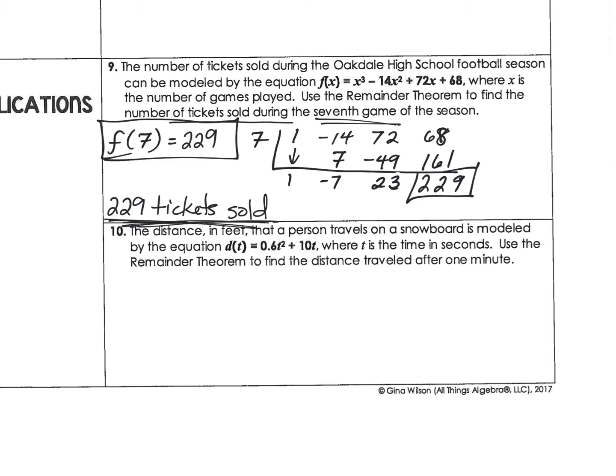All right, so look at number 10. The distance in feet that a person travels on a snowboard is modeled by an equation. They give you an equation there, d of t, where t is the time in seconds. Use the remainder theorem to find the distance traveled after 1 minute. Anybody want to tell me where the hang-up will be, where the mistake will be made? You do 60. Yeah. If you put 1 out here, it's going to be wrong, isn't it? Why? T is in seconds, but we're given 1 minute. So 1 minute, 60 seconds. So we have to put 60 out here.